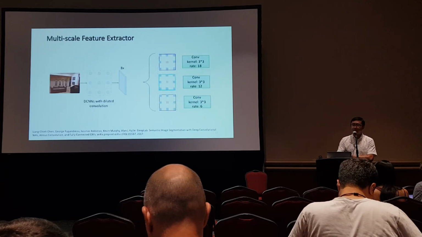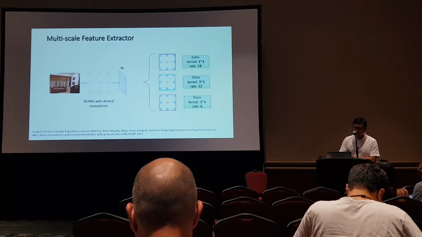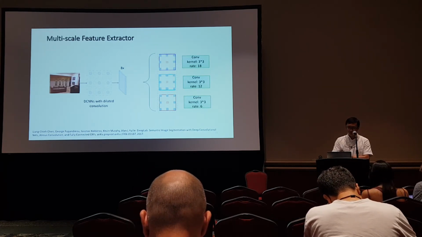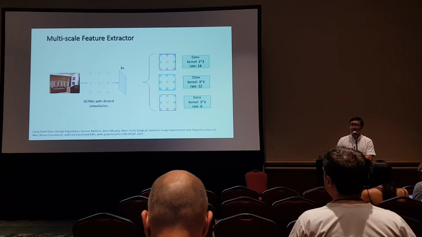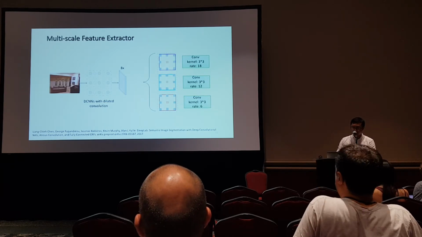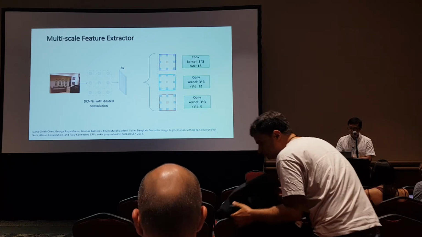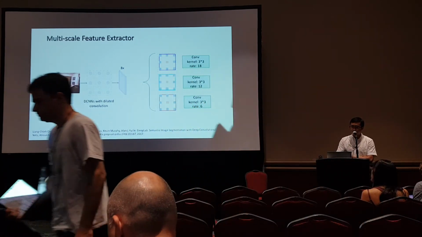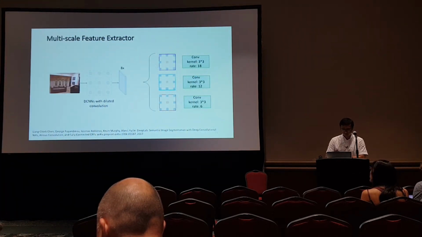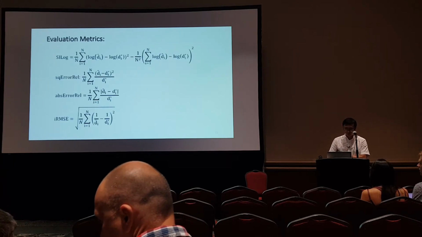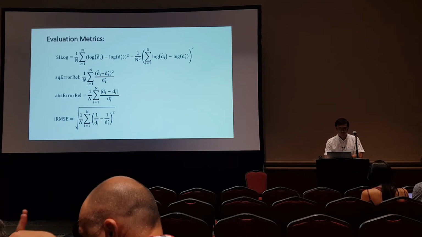For the multi-scale feature extractor, we employ the dilated convolution, which inserts zeros into a 3x3 filter to increase the filter size. In this way, we can have multiple scale filters, but this will not increase the number of parameters. This is a very widely used technique in semantic segmentation. So this is basically our method.